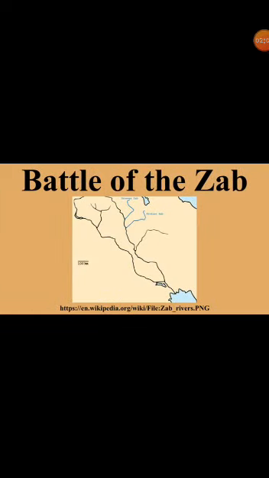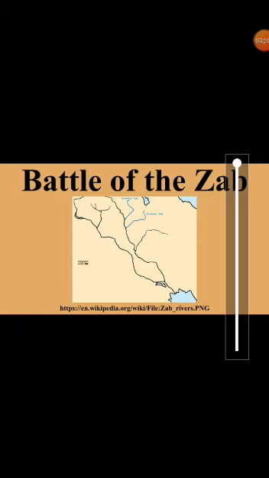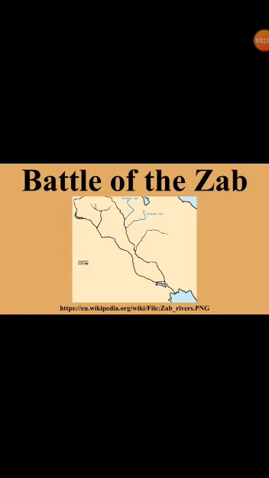The Battle of the Zab took place on the banks of the Great Zab River in what is now Iraq on January 25, 750. It spelled the end of the Umayyad Caliphate and the rise of the Abbasids, a dynasty that would last until the 13th century.